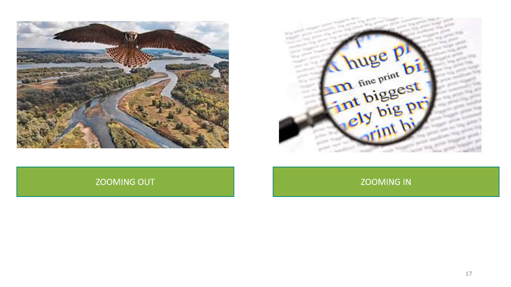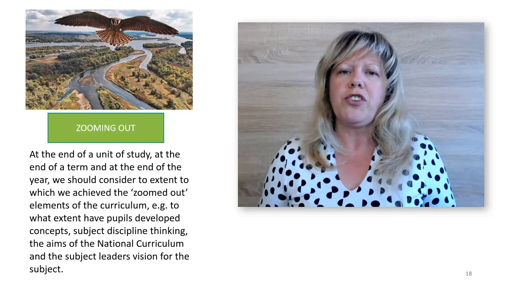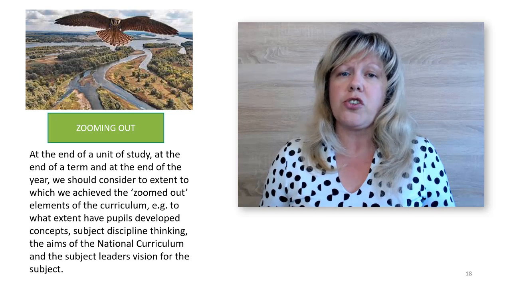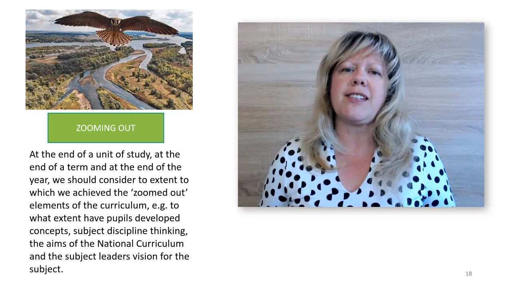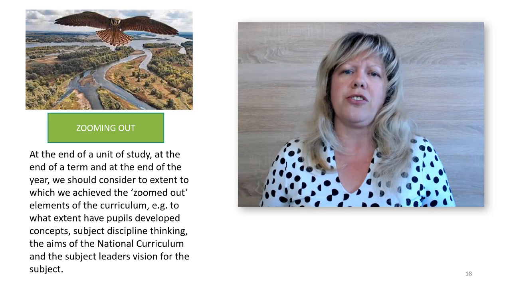When we're evaluating the impact of teaching on learning, we need to think about it both from a zoomed out and a zoomed in perspective. In the zoomed out view, we're thinking about the subject as a whole. What are the strengths of that subject? What has gone really well? To what extent have the children developed those ideas around the big concepts?